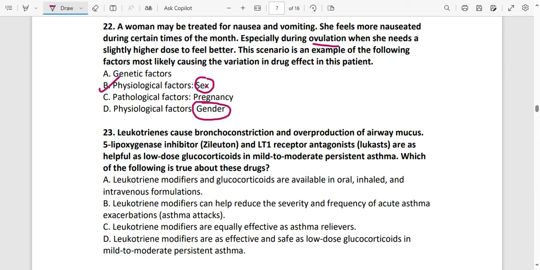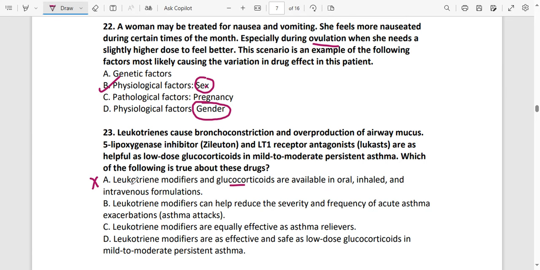Okay, so let's start with option A. Leukotriene modifiers and glucocorticoids are available in oral, inhaled, and IV formulations. So this one is saying which of the following is true about these drugs. This statement is not true because glucocorticoids are given either in an inhaler, metered dose inhaler, or nebulizer. You can as well give them IV, right? You can as well give them IV, but not oral.